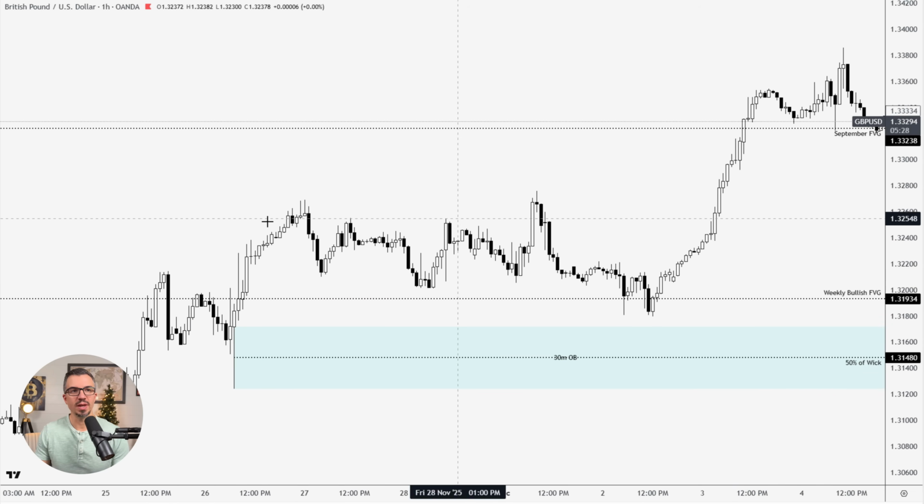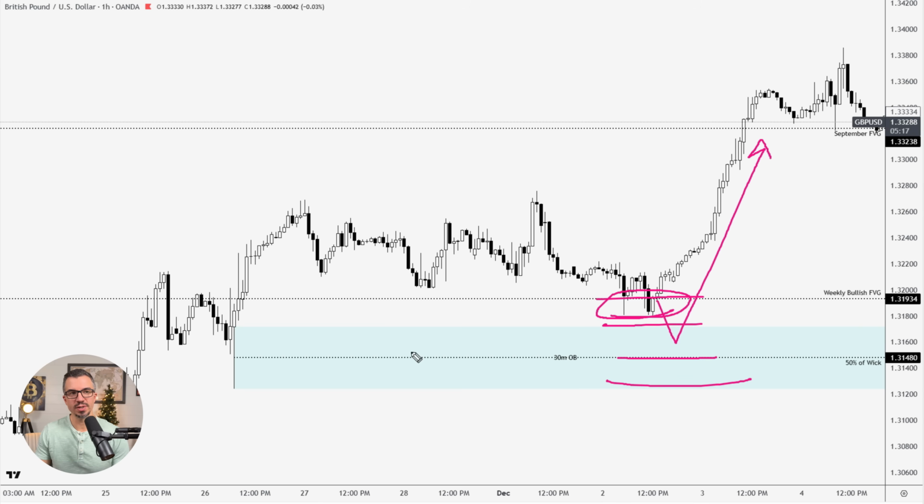But last week, I was looking for a move down here into this pocket between this area and this one, and then that bounce up there toward that September FVG, okay? And, again, played out really nicely. Didn't quite come here into my area of interest. I was looking for a move down here to fill this region. Didn't quite get it, but that's the way it goes sometimes.